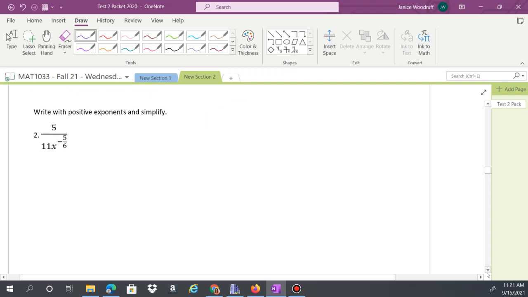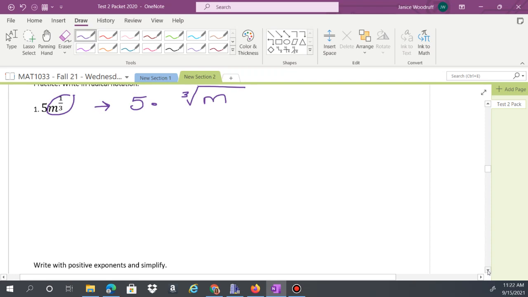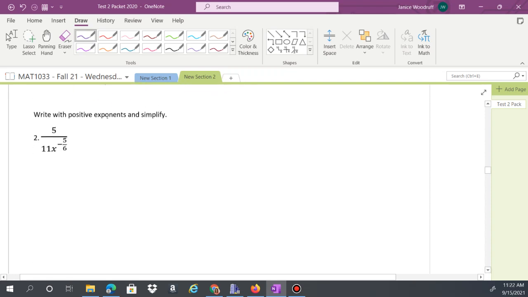All right, and then the next one, what would be the first thing I want to do here? Yeah, so take the x that goes to the negative 5/6 is going to go just to the x. And I want it to be a positive exponent, so I need to move it to the top here. So x to the 5/6 will go up here. So then I'm left with 5x to the 5/6 over 11.